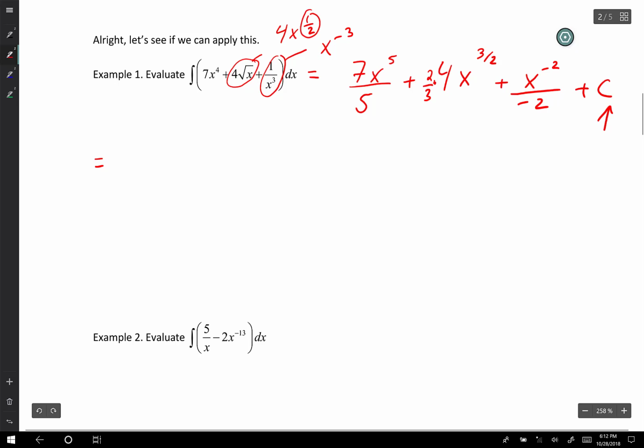All right, so let's simplify it. 7 over 5 x to the 5th. You can write the x to the 5th on the top, no big deal. Plus 8 over 3 x to the 3 halves. Let's see, minus 1 over 2x squared plus c. And there you go. That's it.